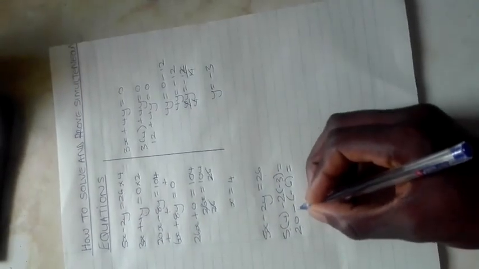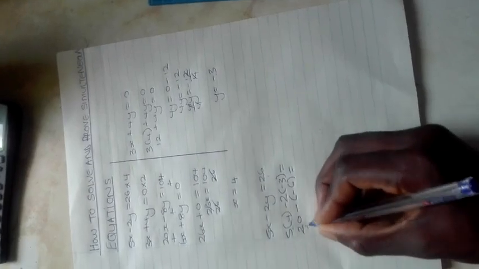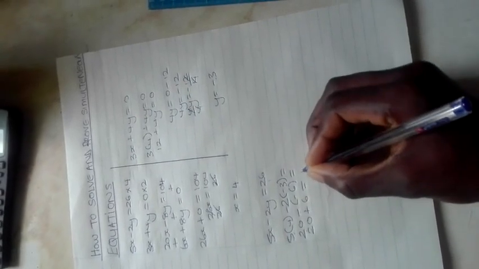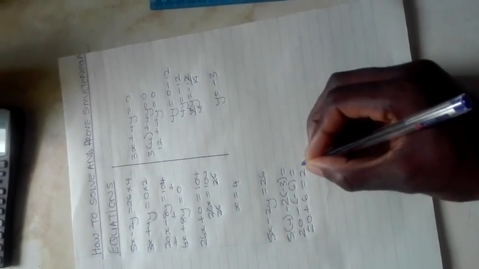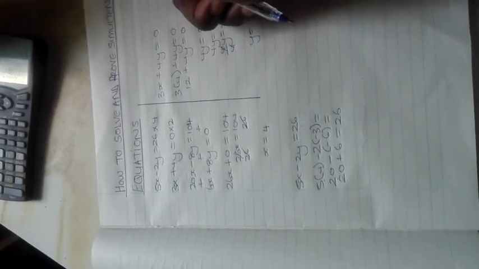20 minus and minus gives positive, meaning it will be 20 plus 6 here, which equals 26. As you can see, we have proven that our values are correct, equal to 26, and this will show that we have worked the right answer.